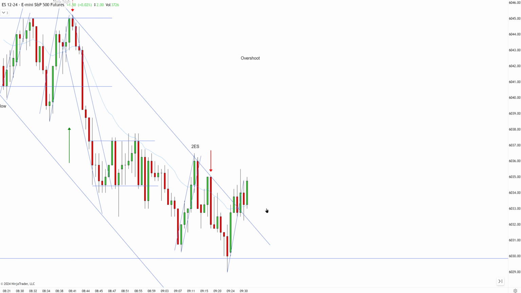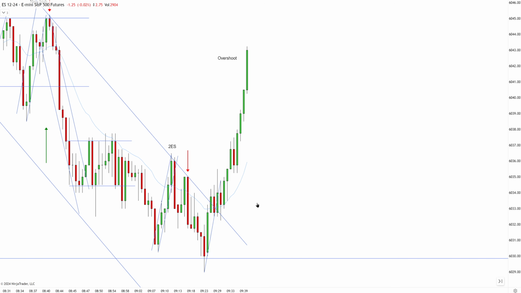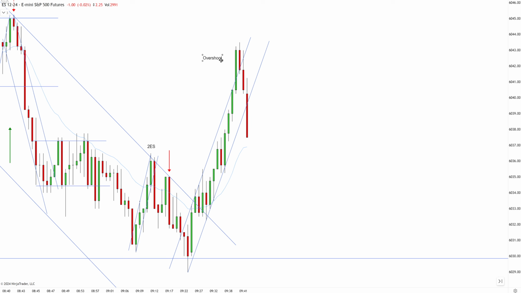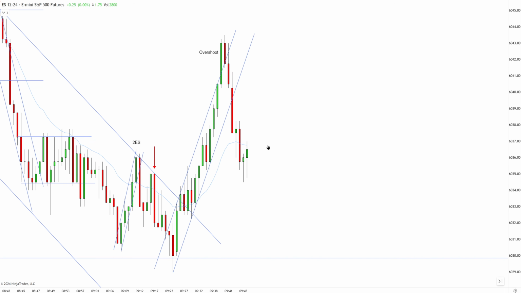This is just first entry short. And the market keeps trending higher. Okay, so now I'm going to widen the channel because this move is too significant. However, I can see that we have overshoot, so we can have a stronger pullback in the opposite direction.